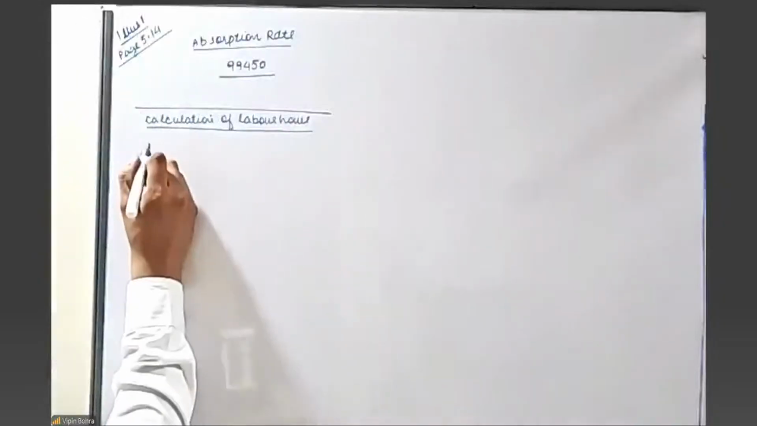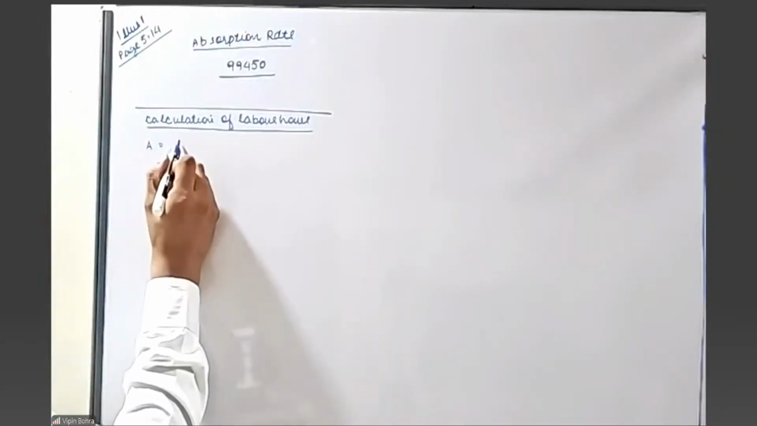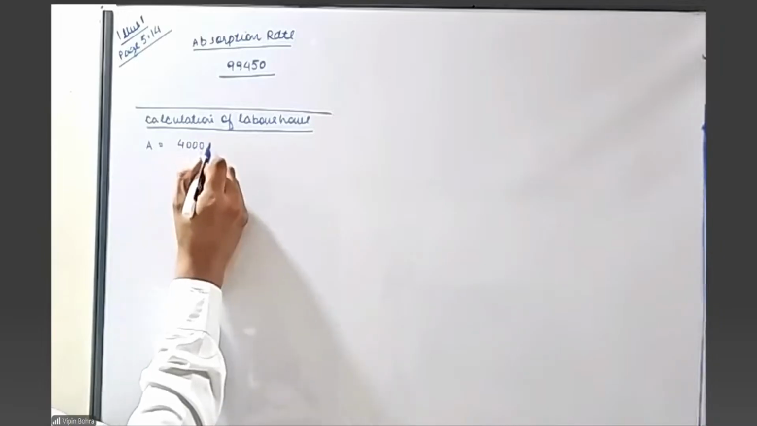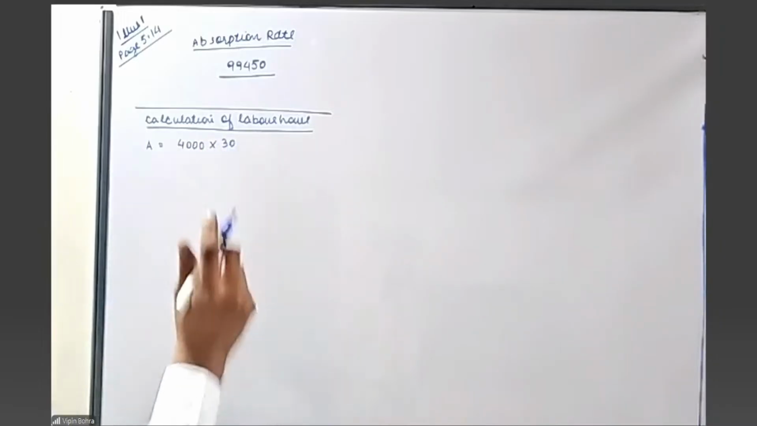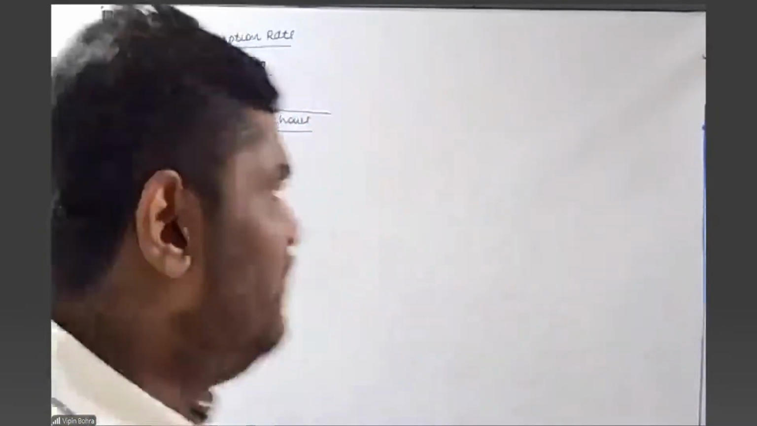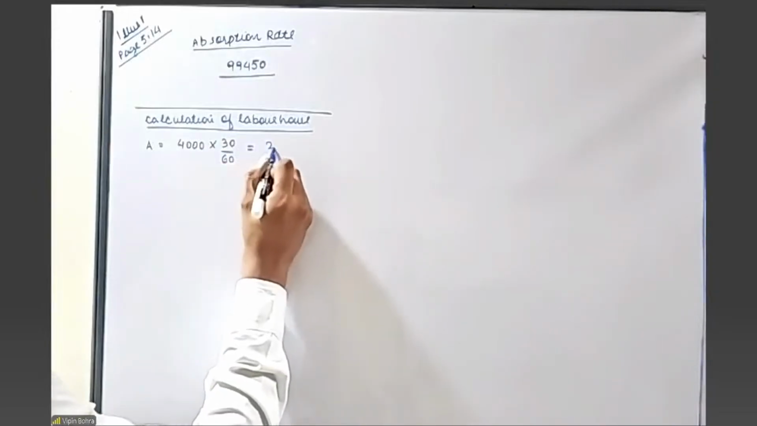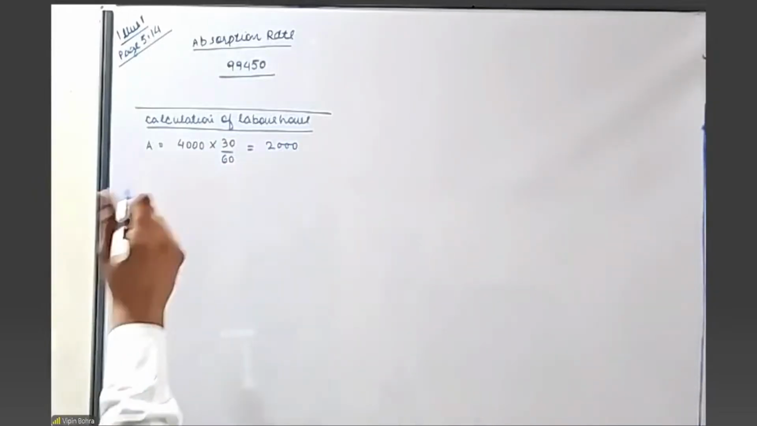So when talking about labor hours, for product A we are manufacturing 4,000 units and every unit takes 30 minutes. We have to convert it into hours. So if we divide it by 60, we will get the number of hours. So this will be 2,000 hours.